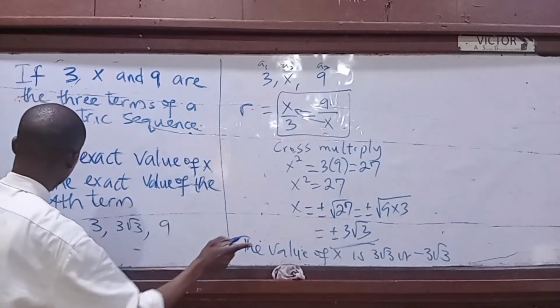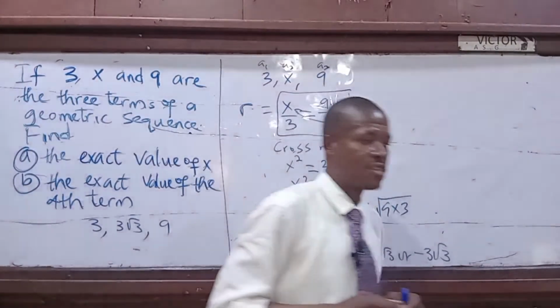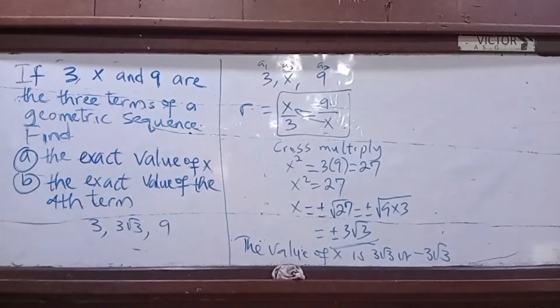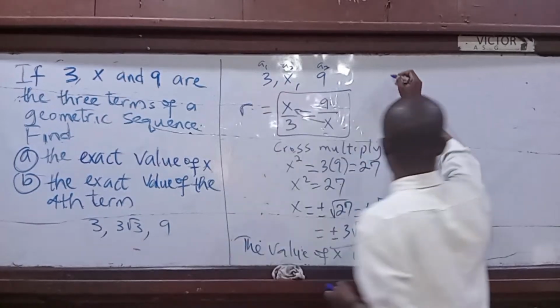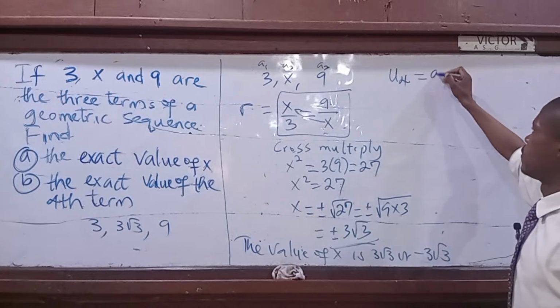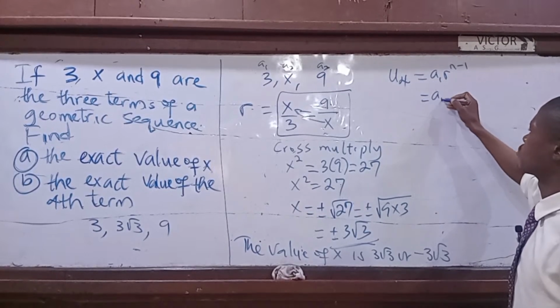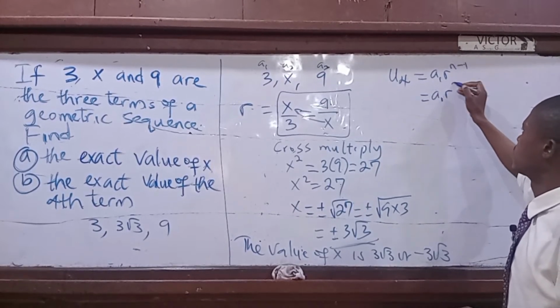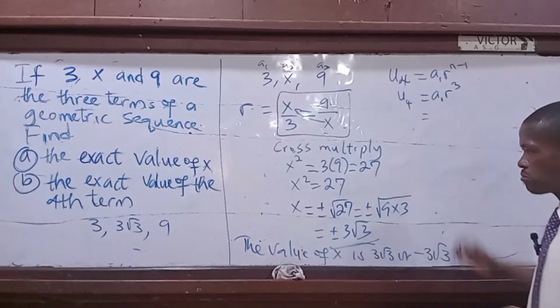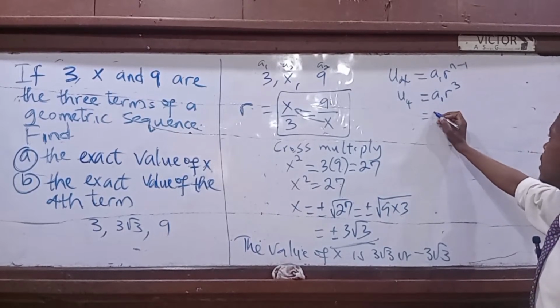So we've done that. Then we want to get the exact value of the fourth term. That will be U4. U4 is the fourth term, and this is the formula we are using: U_n equals a subscript 1 times r to the power n minus 1, that's r cubed for the fourth term. Then begin to substitute your parameters. Your a1 is 3.